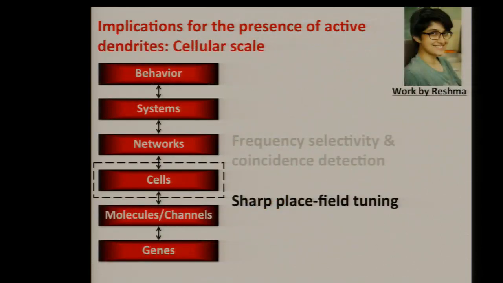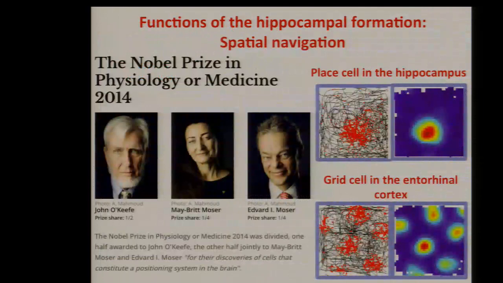The second part in the cellular scale is Reshma's work on place field tuning. So as you are aware, the hippocampal formation, which is a dominant structure in the mammalian brain, rodents and humans, is critically involved in spatial navigation. So if you record from a cell in the hippocampus, this is the firing rate associated with that particular cell, and these wiggly lines over here are the movement of a rat in this particular arena over here, right? And these red dots correspond to action potentials being recorded from that single cell that you are recording from, right?